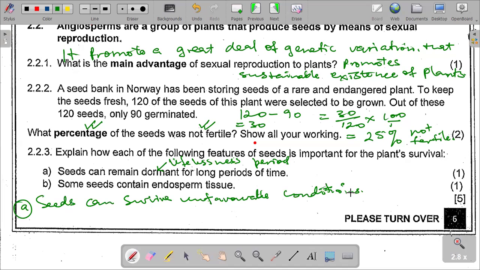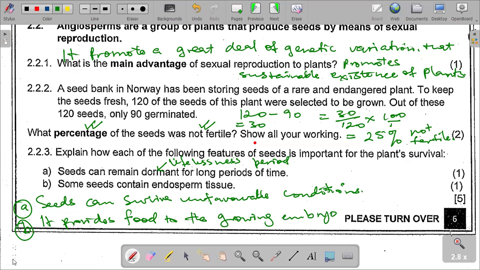And then some seeds contain endosperm tissue. Number B, what is the advantage of that? It actually helps to provide food for the growing embryo. It provides food to the growing embryo until the plant starts to make food by photosynthesis.